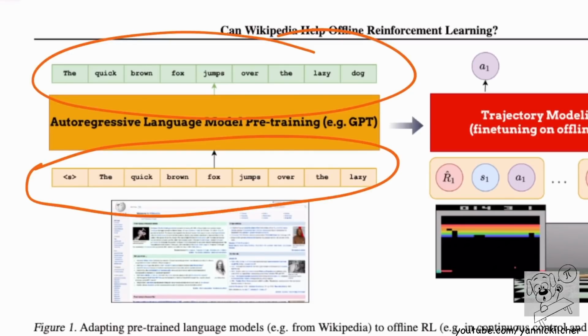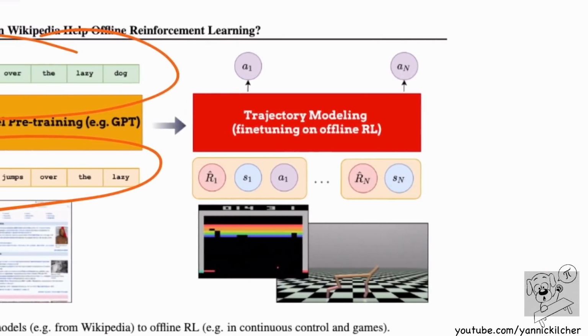And then it takes that transformer and fine-tunes it to trajectory modeling. This is a special subfield of offline reinforcement learning where decision transformers have recently been introduced. So in offline reinforcement learning, you have some data set of trajectories, and then you try to do reinforcement learning just given on that data set.